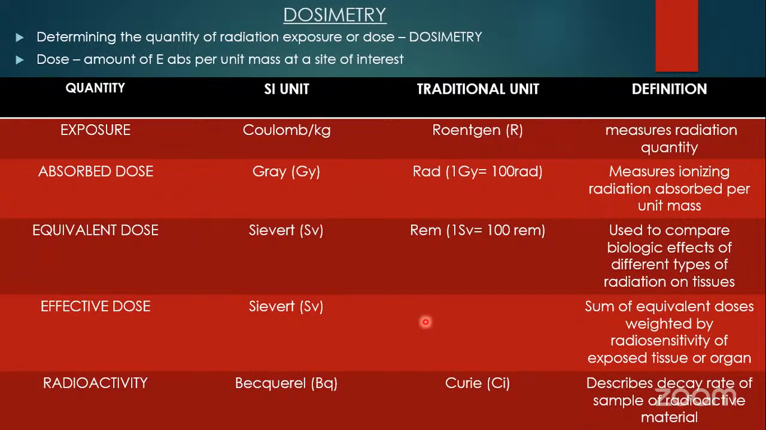And then comes your radioactivity. This describes the decay rate of a sample of radioactive material. So, as you can see, these are the different types of quantities for measuring dosimetry. These are the definitions, and these are the traditionally used units and the recent SI units. Exposure is measured in coulombs per kg, absorbed dose in grays, equivalent dose in sieverts, effective dose in sieverts again, and radioactivity in becquerel. Initially, it was named the curie, after Madame Curie, who discovered radioactivity, and later it got the SI unit of becquerel. So this is about dosimetry.